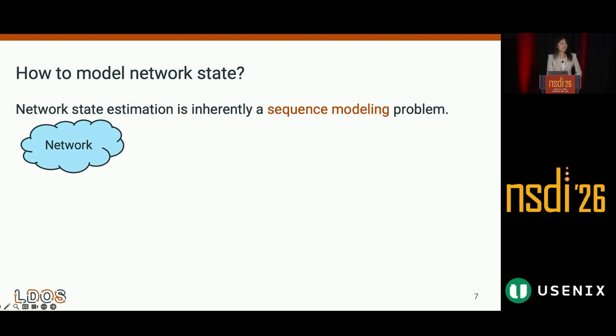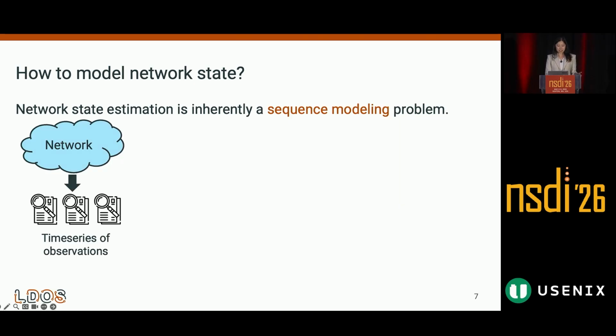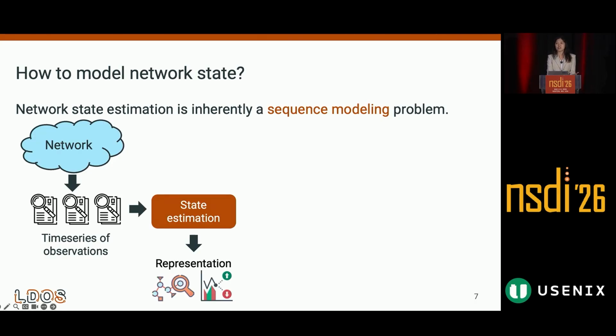For the first question, we realized that network state estimation is inherently a sequence modeling problem. We observe a time series of network observations, and what we want to build is a representation that captures the underlying latent context and is predictive of future network state. To do this, we draw inspiration from today's large language model foundations.